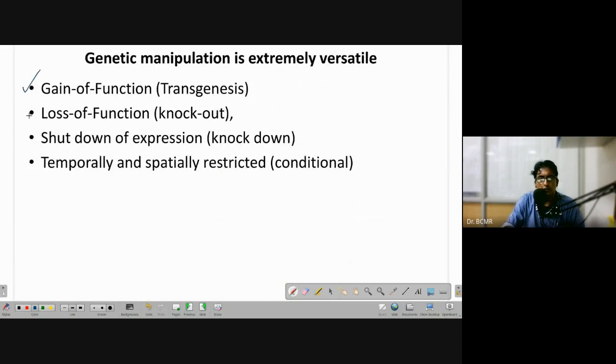Gain of function, loss of function. Gain of function is transgenesis, or you can say knock-in. When you delete a gene or you insertionally inactivate it, usually it is a deletion, you call it a knockout. When you are not deleting the gene, but you are somehow suppressing the gene expression, then you call it a knockdown. RNA interference is one of the ways that you can do this. Now we also have CRISPR-based ones where you can suppress the expression of some of the genes.